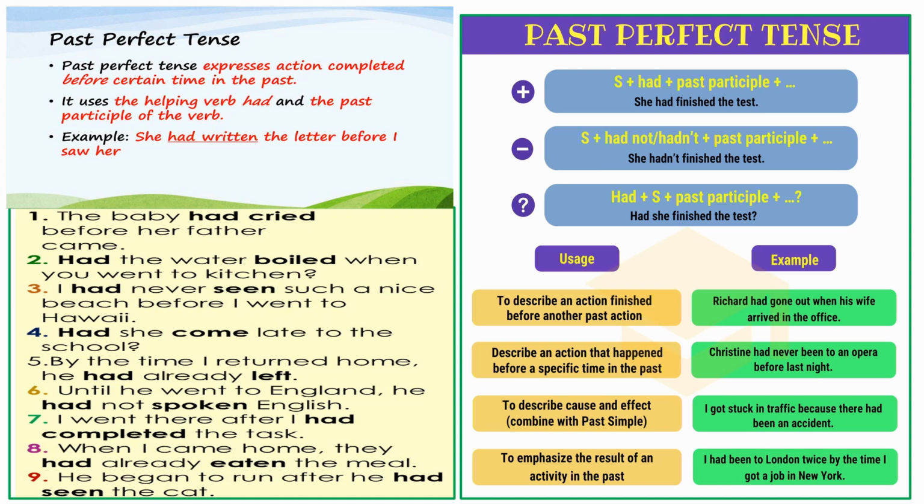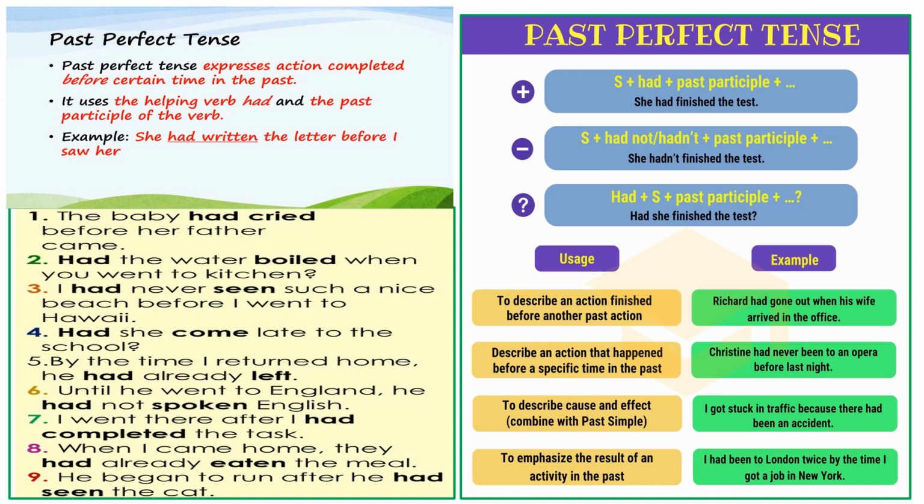Now, what is opera? Opera means drama, right? Now, to describe cause and effect: I got stuck in traffic because there had been an accident. To emphasize the result of an activity in the past: I had been to London twice by the time I got a job in New York.